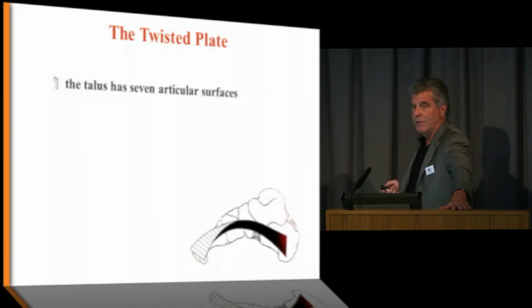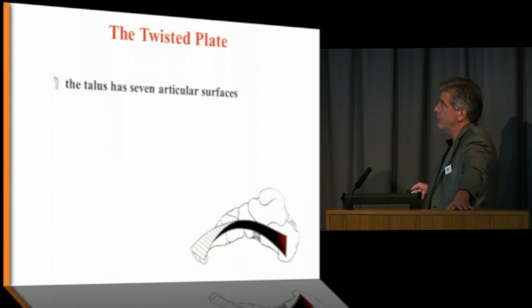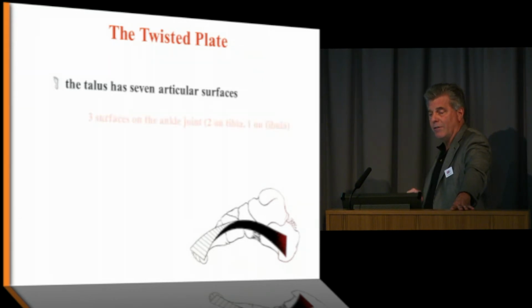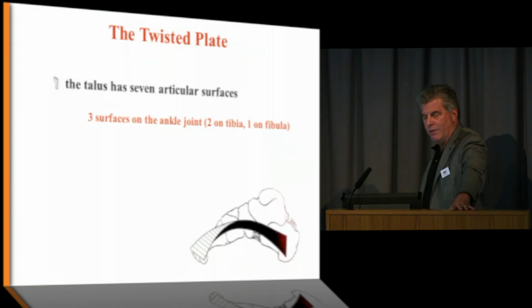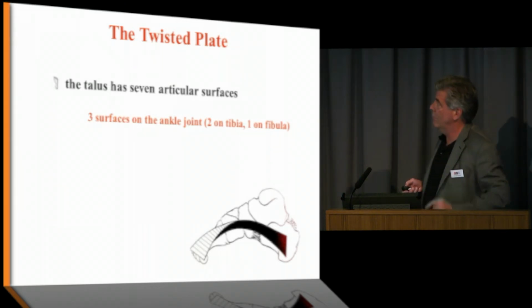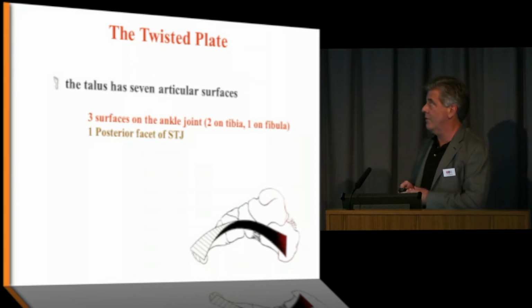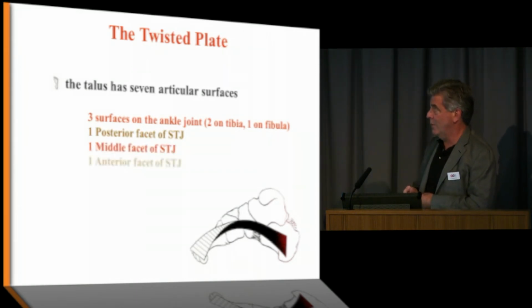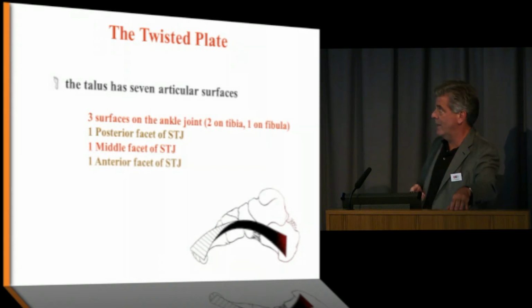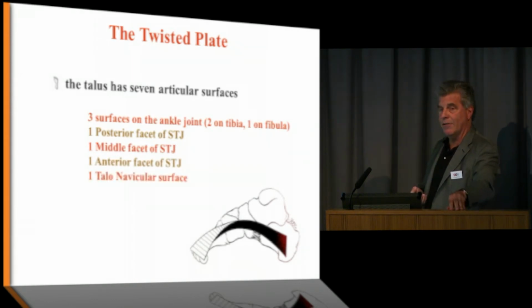McConnell points out, and this is a good trivia question for your students, that the talus has 7 articular surfaces. It's basically a bone that's entirely covered with articular cartilage. What are these 7 articular surfaces? Two on the tibial side, 1 on the fibular side, 1 on the inferior surface for the posterior facet of the subtalar joint. Then we've got the middle and anterior facets, and finally we have the talonavicular surface. Very interesting.